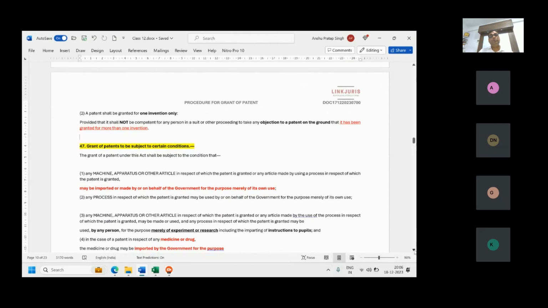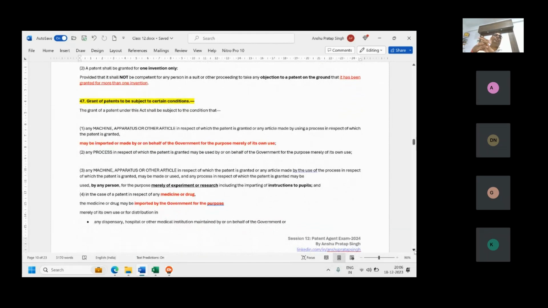Then come to Section 47. That is the grant of patent. Now, grant of patent is conditional. 47 is that. 48 talks about the rights, but conditions come first. The condition is simple: government for its own use can use any patented article. When I am saying patented article, I am talking about the product, not the process. Patented article means a machine, apparatus, or other article in respect of which the patent is granted, or any article which is produced by the patented process. So I am talking about the product here. The product can be imported or made.